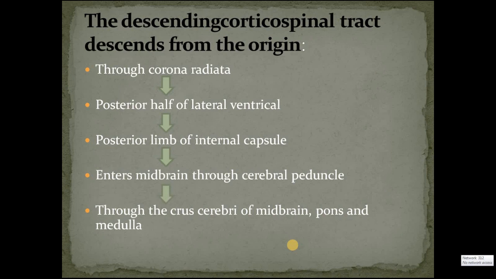Again, the descending pathways enter through the corona radiata. Corona radiata means there are many axonal fibers arranged in a radiation. They come together and enter into the posterior half of the lateral ventricle, then go into the internal capsule, and through the cerebral peduncle it enters into the midbrain, pons and medulla, and synapses with the anterior horn cells of the spinal cord. Mainly these are the motor pathways, so they synapse with the anterior horn cells of the spinal cord.